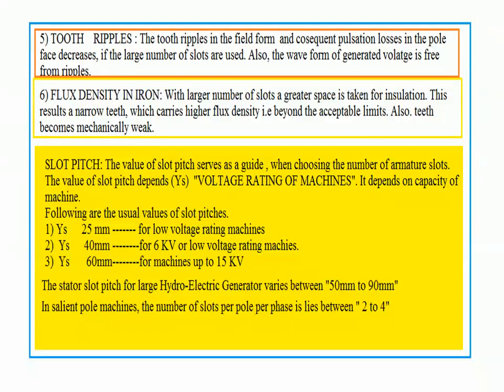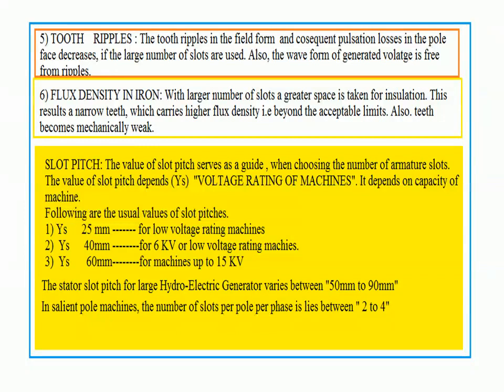Flux density in the iron. With a larger number of slots, a greater space is taken for insulation, which results in narrow teeth. Narrow teeth carry higher flux density. It may be beyond the acceptable limits, hence the tooth becomes mechanically weak, and flux density in the tooth is also designed under the safe limit. It should not cross beyond acceptable limits.